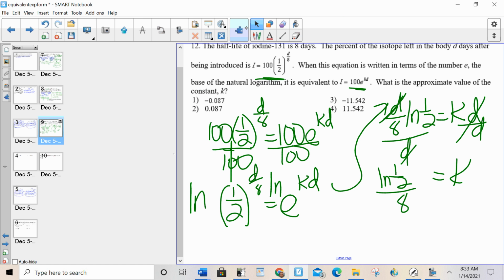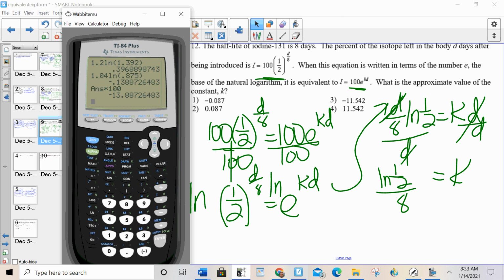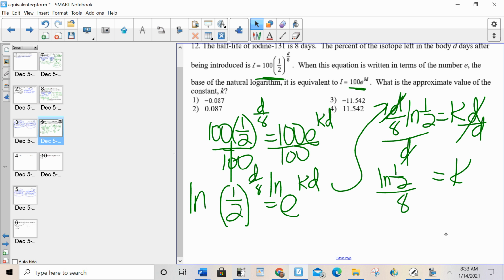So now I can go to my calculator and type in ln of 1/2 over 8. And it has the choices, to the nearest thousandth, negative 0.087 would be the answer.